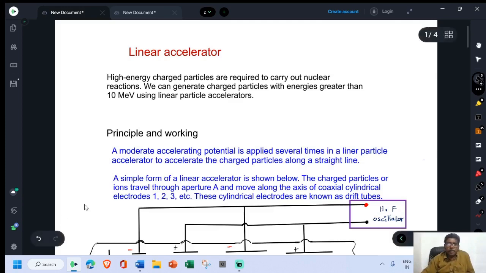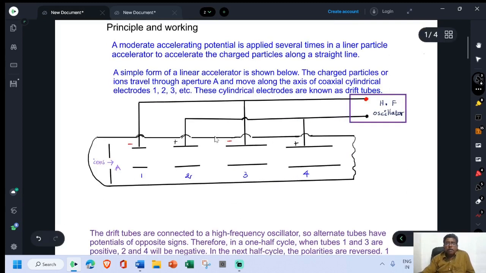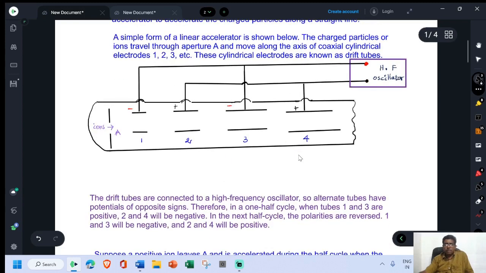Here is a simple linear particle accelerator. This is a vacuum tube. Inside the tube, many cylindrical electrodes are present, and these electrodes are called drift tubes. The drift tubes are connected to a high frequency oscillator, so alternate tubes have potentials of opposite signs.